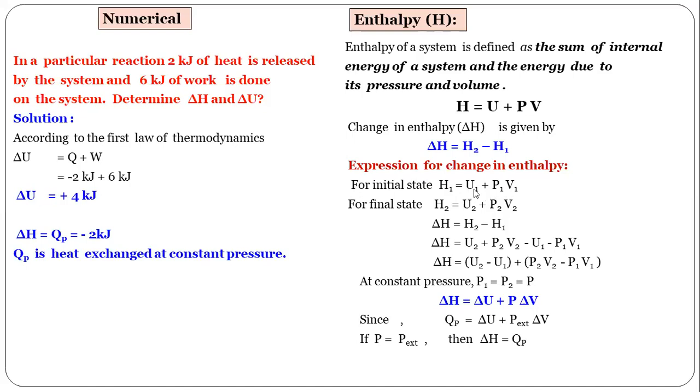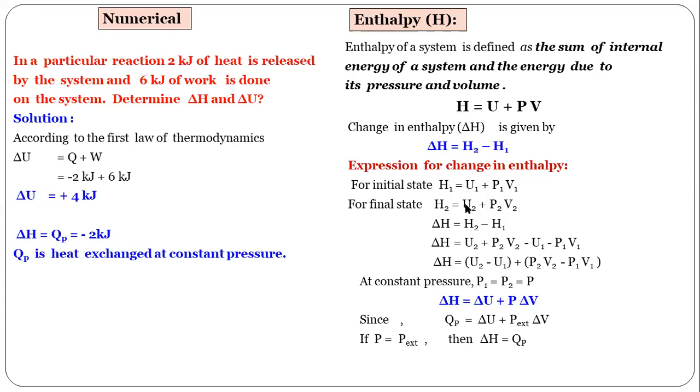For the initial state, or state number 1, we write H1 is equal to U1 plus P1 into V1. Then for the final state, H2 is equal to U2 plus P2 into V2. This is for the initial state and this is for the final state. And for the change in enthalpy, we just have to do the subtraction H2 minus H1. So delta H is already written here, the change in enthalpy, H2 minus H1.